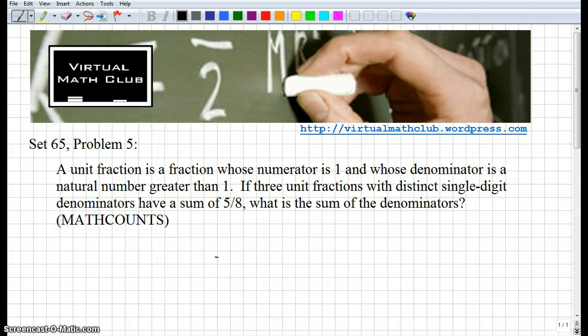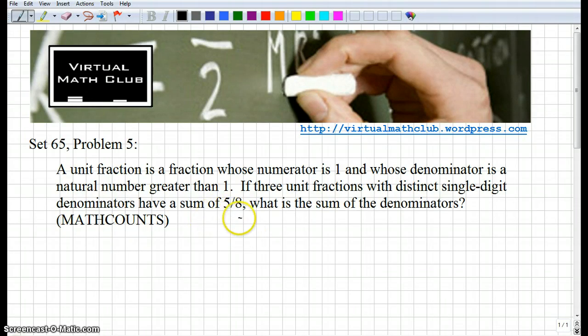A unit fraction is a fraction whose numerator is 1 and whose denominator is a natural number greater than 1. If three unit fractions with distinct single-digit denominators have a sum of 5/8, what is the sum of the denominators?